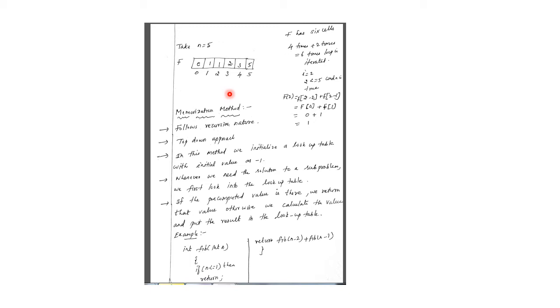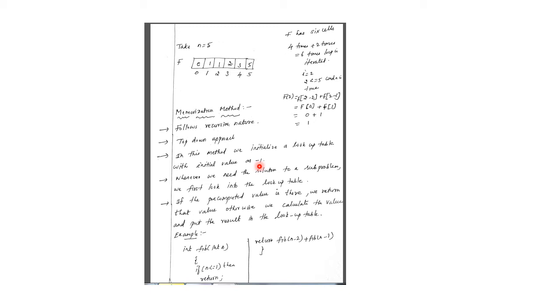So in this video, in the last video, we have seen about the tabulation method. Now we can move on to the next method called the memoization method. This memoization method follows the recursive nature. It is also based on the top-down approach, but the tabulation method is based on the bottom-up method.